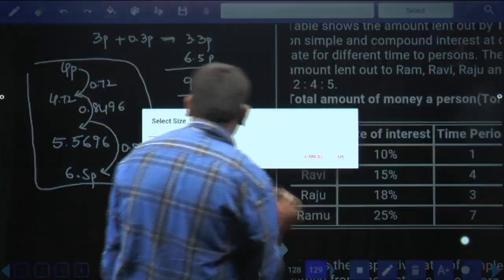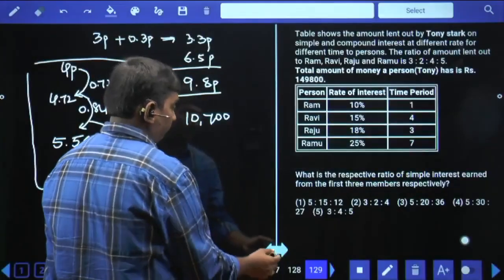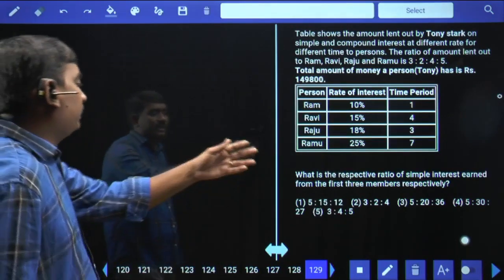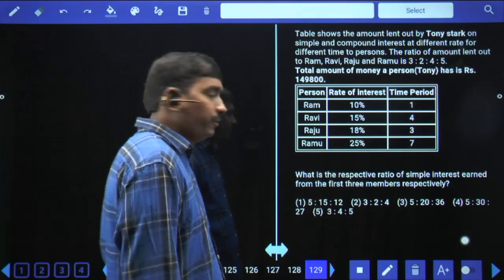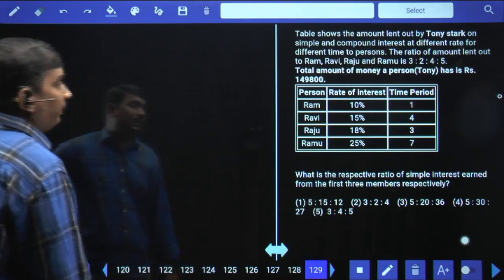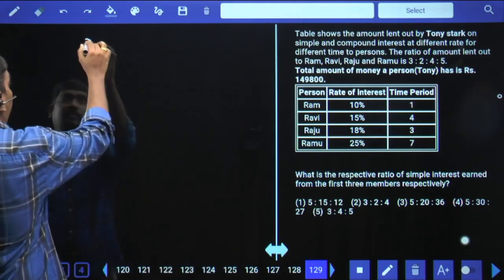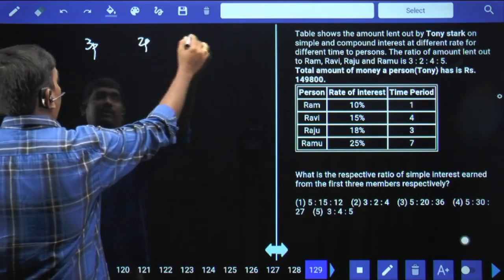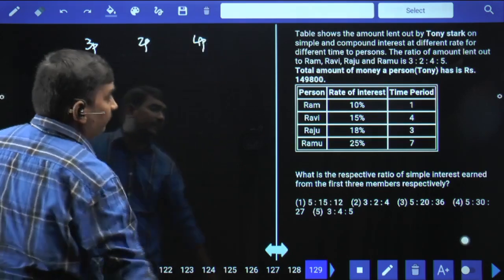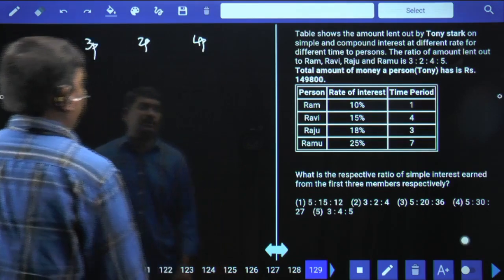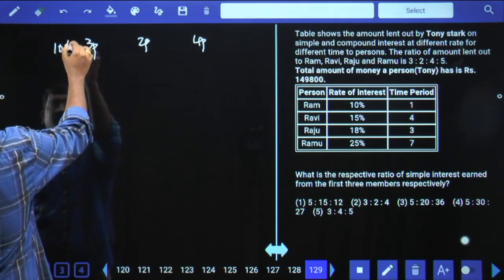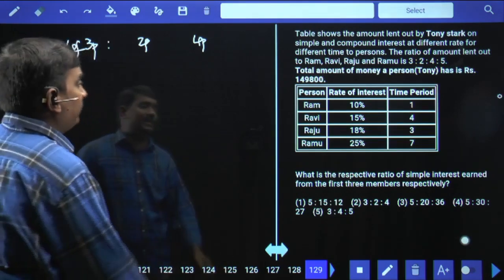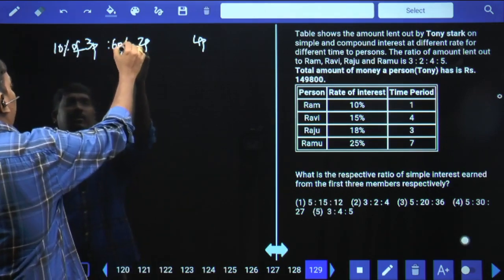So next thing. What is the respective ratio of the simple interest earned from the first three members respectively? First three members means 3 parts, 2 parts, 4 parts. That is the principals. Ram 10% per 1 year, so 10% of 3 parts. And Ravi 15% for 4 years, 60% of 2 parts.